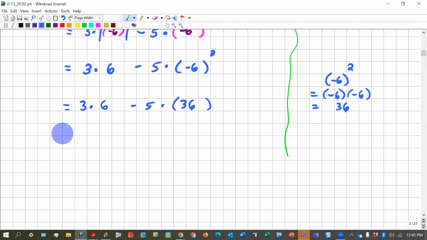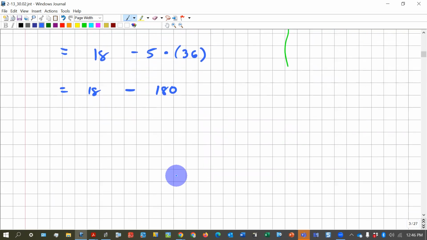Then we multiply from left to right. 3 times 6 is 18. Then 5 times 36 is 180. And then subtracting a positive is the same thing as adding a negative. And we're adding a negative to a positive, so they go to war. The negative team wins by 162.